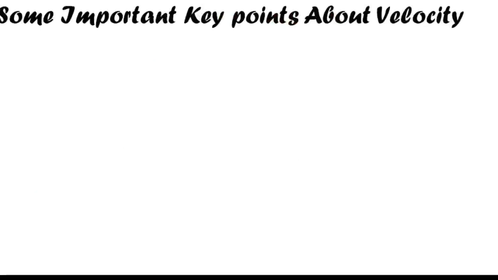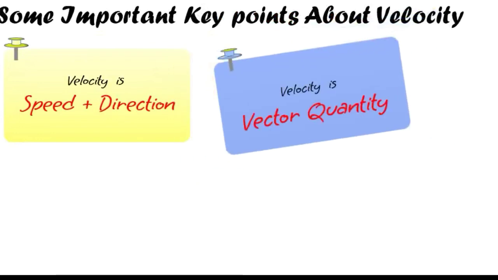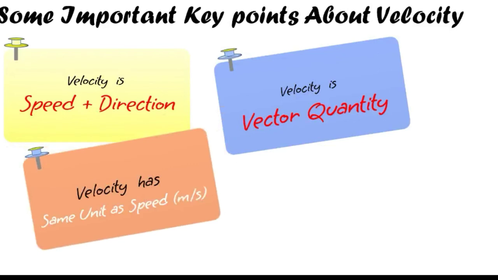So let's recapitulate the important points about velocity. Number one, velocity is speed and direction. Second point, velocity is a vector quantity because it has magnitude as well as direction. Next point, velocity has the same unit as speed because direction does not have any units, only the speed has units. The speed's units are meter per second or kilometer per hour. So velocity will also have the same unit, meter per second or kilometer per hour.